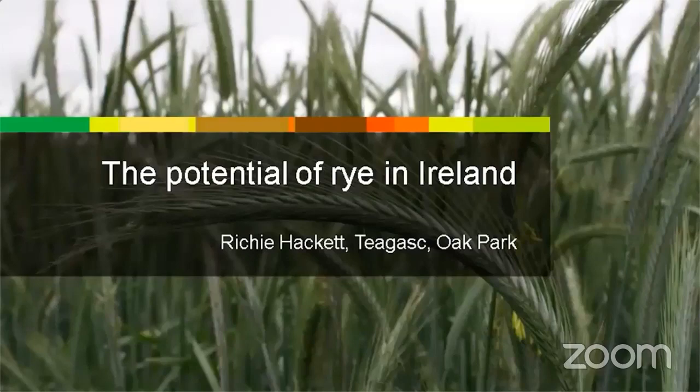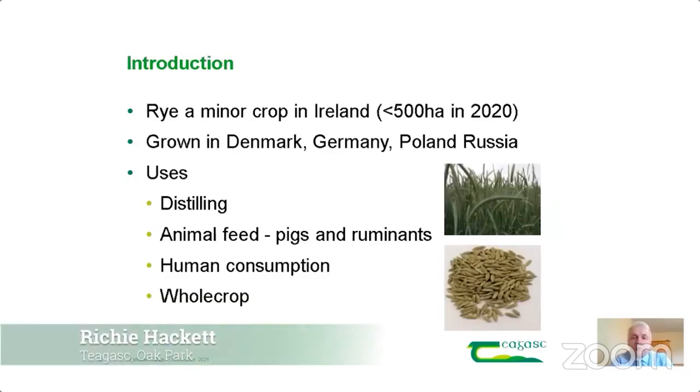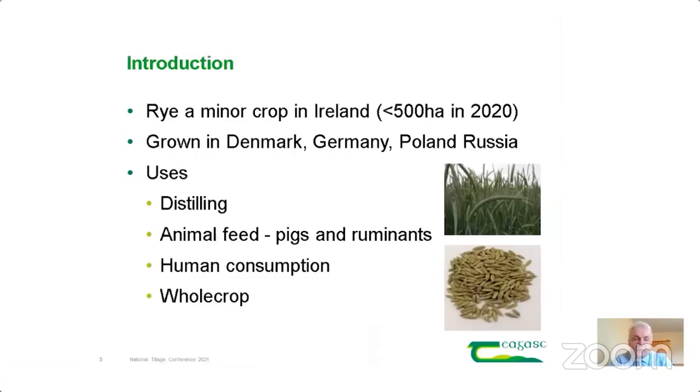Okay, thank you, Ewan. So as Ewan said, I'm going to talk about our experiences with the rye crop, and mainly with winter rye we've worked with and growing it as a grain crop as opposed to a forage crop. So I suppose rye is still a minor crop in Ireland. So in 2020, there was less than 500 hectares of the crop grown, but indications are that that acreage has increased for the 2021 harvest.